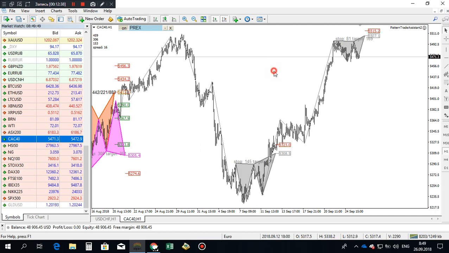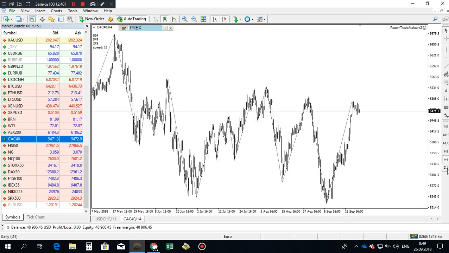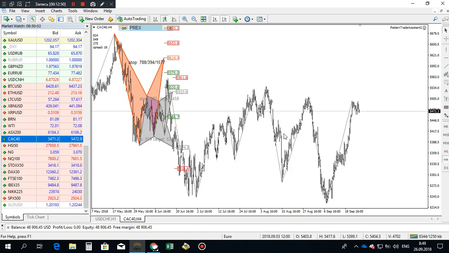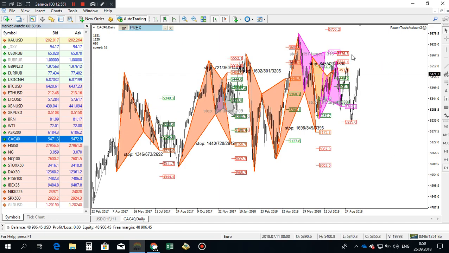CAC. I'll download the data for other time frames. Potential butterfly advanced formation, very far from completion, it may never go there. Of course, nothing on 4 hour. And on daily we have a wonderful consolidation period.